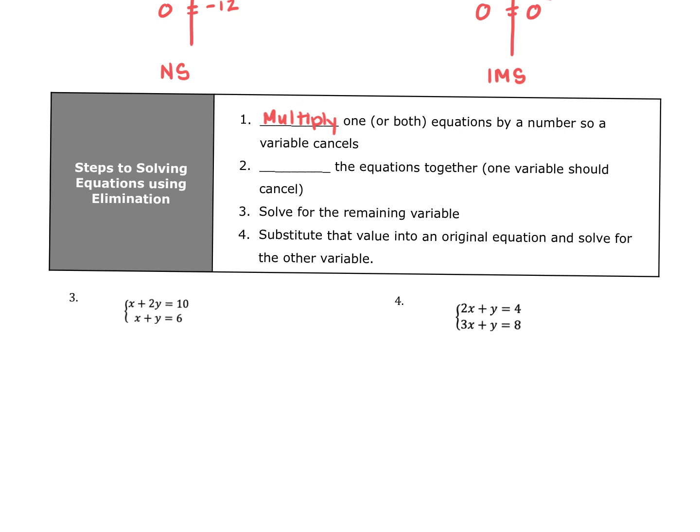Okay, so once you multiply, then you're going to add the equations together just like we did before, and one of your variables should cancel. You're going to solve for the remaining variable, and then you're going to substitute the value into the original equation and solve for the other variable. Okay, so let's try this one.